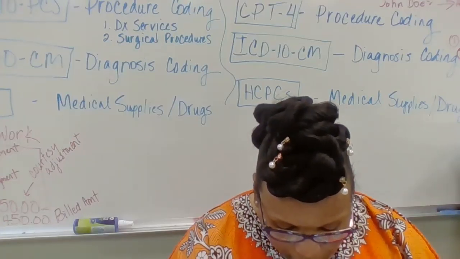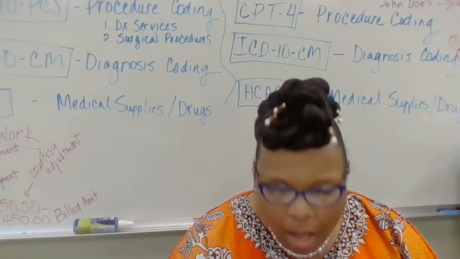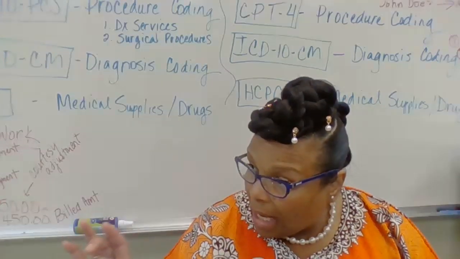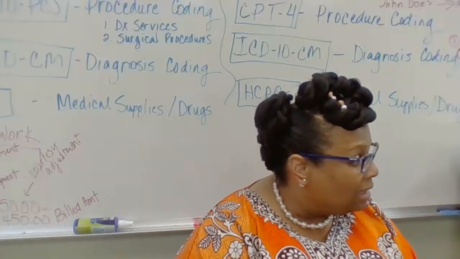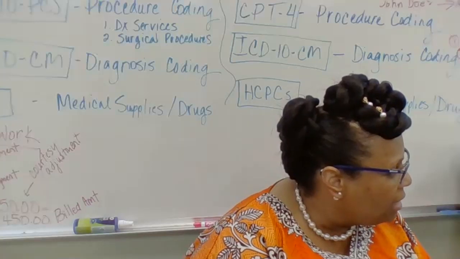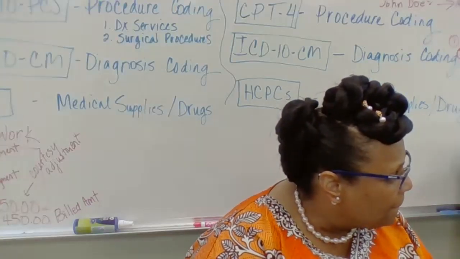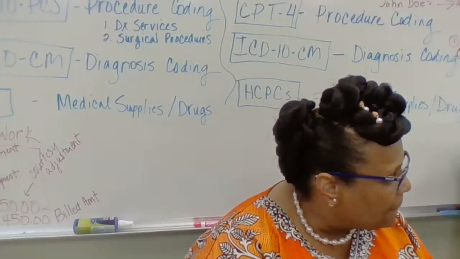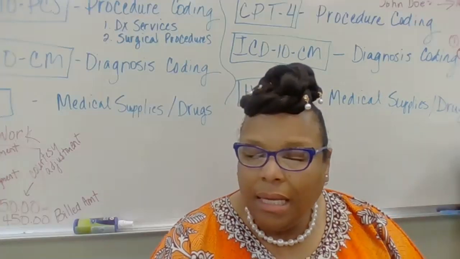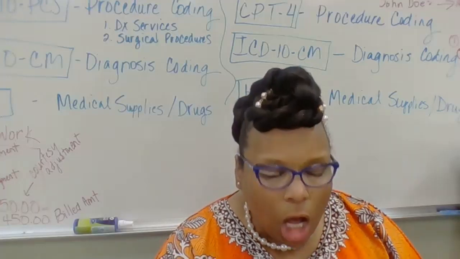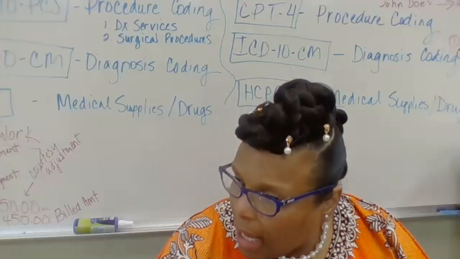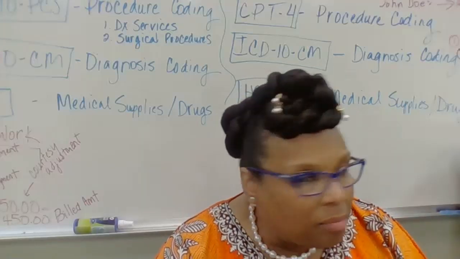99213. See the zeros right by it? That means modifiers could have been placed next to it, but they're not. So they have to acknowledge it was something in their software system. Does everybody understand that? Okay. Now, again, modifiers only appear for procedure codes. They do not appear for diagnosis codes. What did Ms. Harper say?